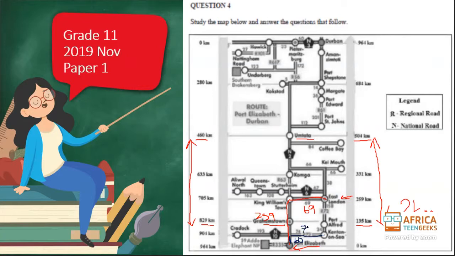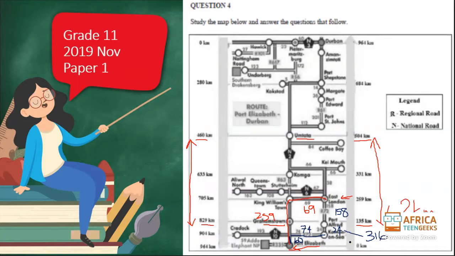I know it's not clear, right? Between this small town and Port Alfred, it's 24. And between Port Alfred and East London, it's 158. So there are actually two paths you can travel to East London. If you're traveling via this path, the blue path, via R72, your answer will be 316.